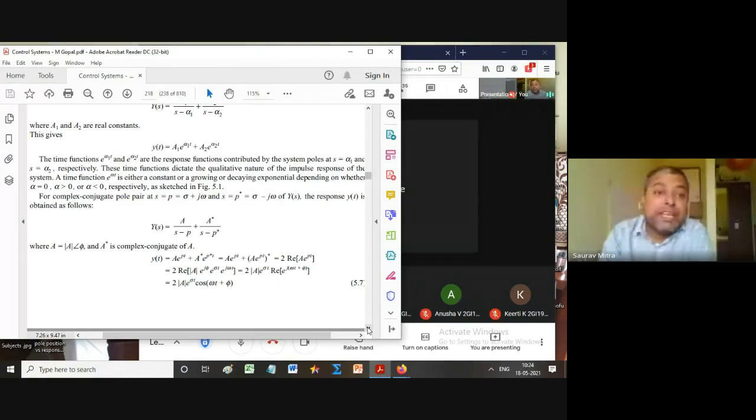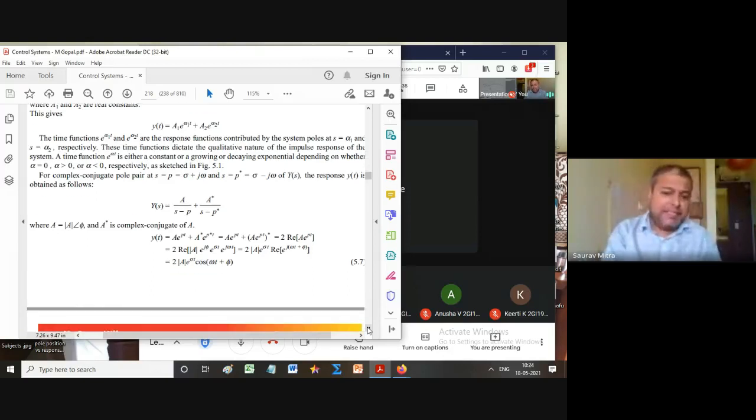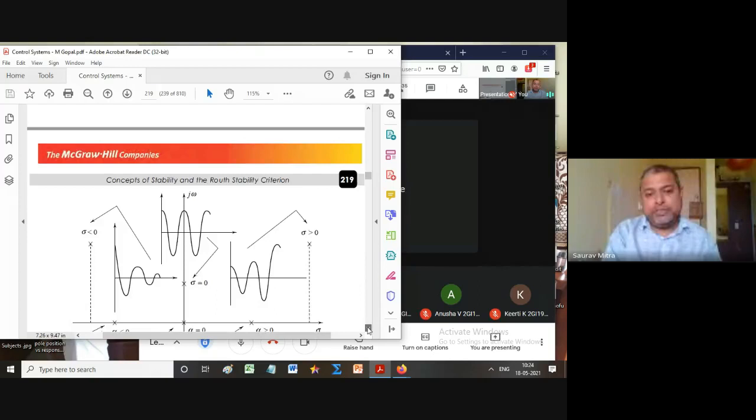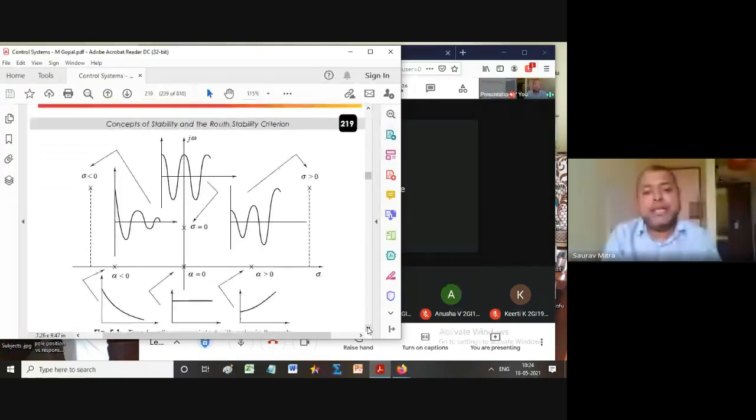Not necessary that the pole should always be real. So alpha 1 can be 2 plus 3j, alpha 2 can be 2 minus 3j, likewise. So whenever imaginary poles occur, they occur in pairs. Okay, so we will see if the poles are imaginary, then what kind of response we are going to get. So that also we have to check. All those things we will see, and finally, this is the most important thing, page number 219.